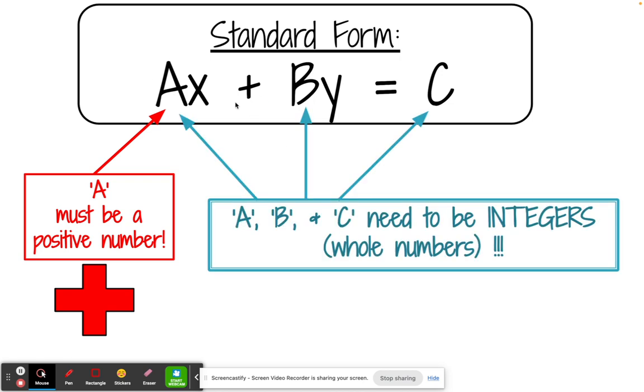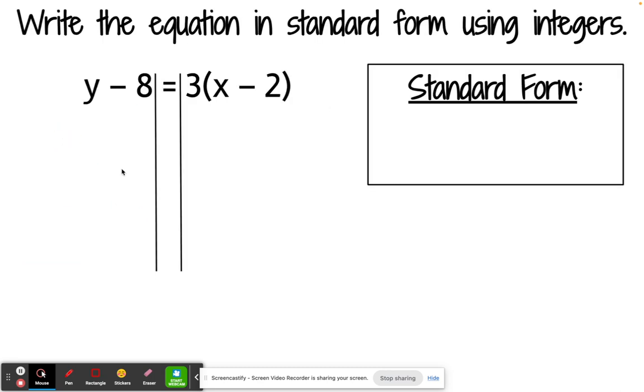Our a, b, and c, all of them need to be integers. In other words, no decimals, no fractions. They need to be positive and negative whole numbers, or 0. So let's rewrite this equation in standard form using integers.